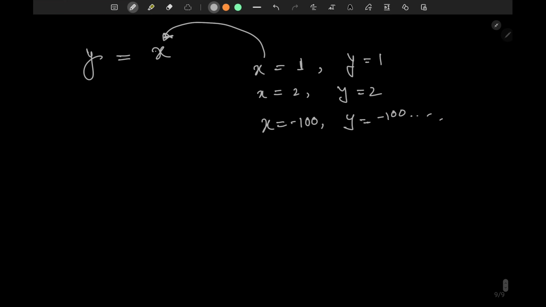Now the question is, obviously this is a relation because for every input you can get an output, and you can construct ordered pairs and stuff like that. However, is this a function? The answer is yes, because for every single input you get a unique output, and one single input doesn't correspond to multiple outputs. So that's why it's a function.